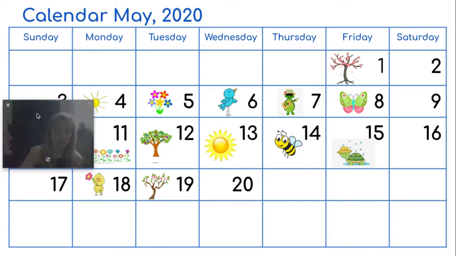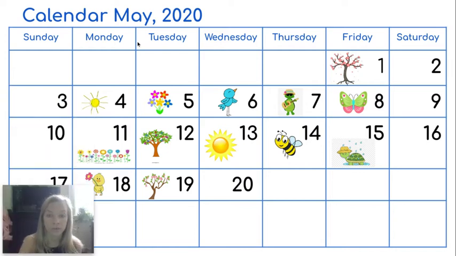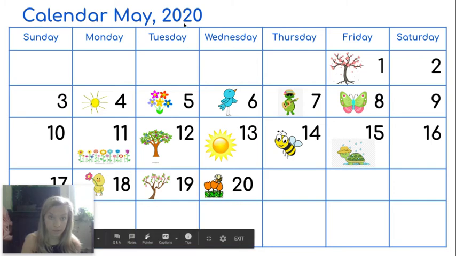All right, let's go to our calendar. We are still in the month of May. Today is Wednesday, the 20th. So it is Wednesday, May 20th, 2020.